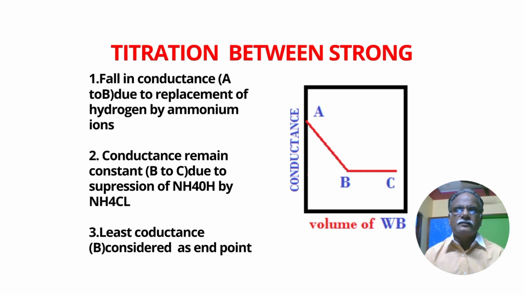This is regarding the conductometric titrations between strong acid and weak base. So here also A to B indicates fall in conductance, B to C indicates the conductance remains constant. This is due to suppression of NH4OH by NH4Cl. Here NH4OH is a weak base, NH4Cl is a salt. B is the endpoint.